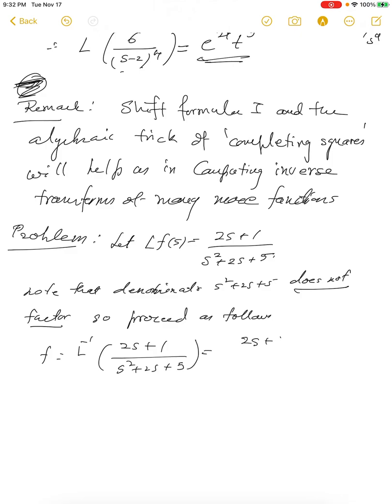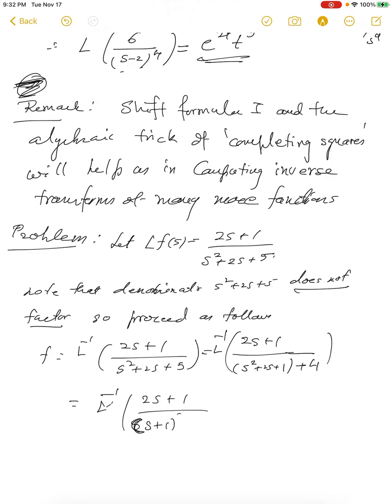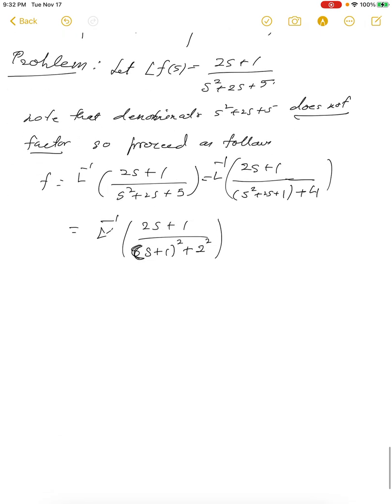So I write the denominator by completing squares. I will write s square plus 2s. To complete the square, I will have to have a 1. That will be a square of s plus 1. Then I will have to have 4. And now you can think of this as L inverse of 2s plus 1 over s plus 1 square plus 4. 4 will be thought of as 2 square.